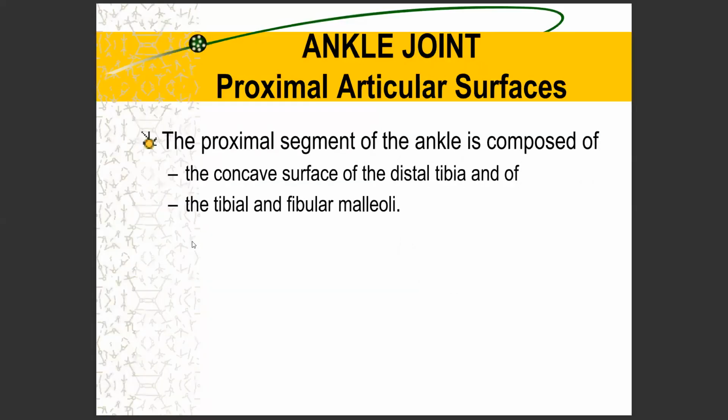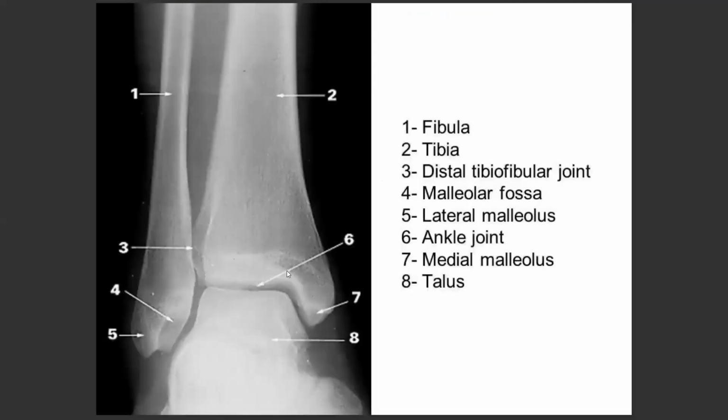The ankle joint proximal articular surface is composed of the concave surface of the distal tibia and the tibial and fibular malleoli. If we look at the previous slide, that is known as the proximal articular surface of the ankle joint, which is made of the distal or inferior surface of the tibia, and the medial and lateral malleoli, the tibial malleolus and the fibular malleolus.